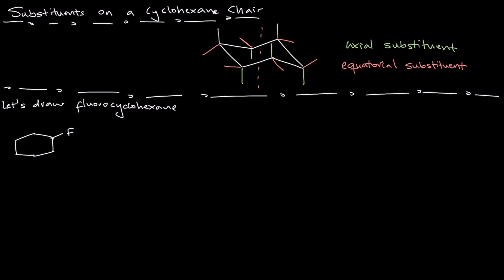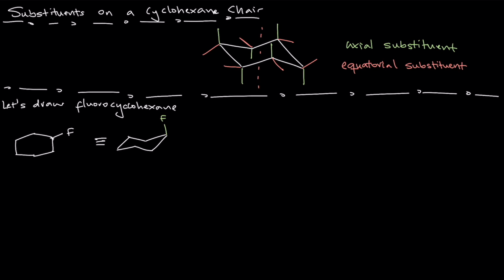Okay, so let's draw this molecule called fluorocyclohexane. Fluorocyclohexane is just a cyclohexane with a fluorine on it. So what I'm going to do now is draw one chair conformer of fluorocyclohexane. So here's a cyclohexane chair. But now you can, in many ways, put the fluorine at any location on the cyclohexane chair. But you have to make sure that the orientation is either axial or equatorial. So in this case, I'm going to make it axial, and I'm going to put it on the head of the cyclohexane chair.